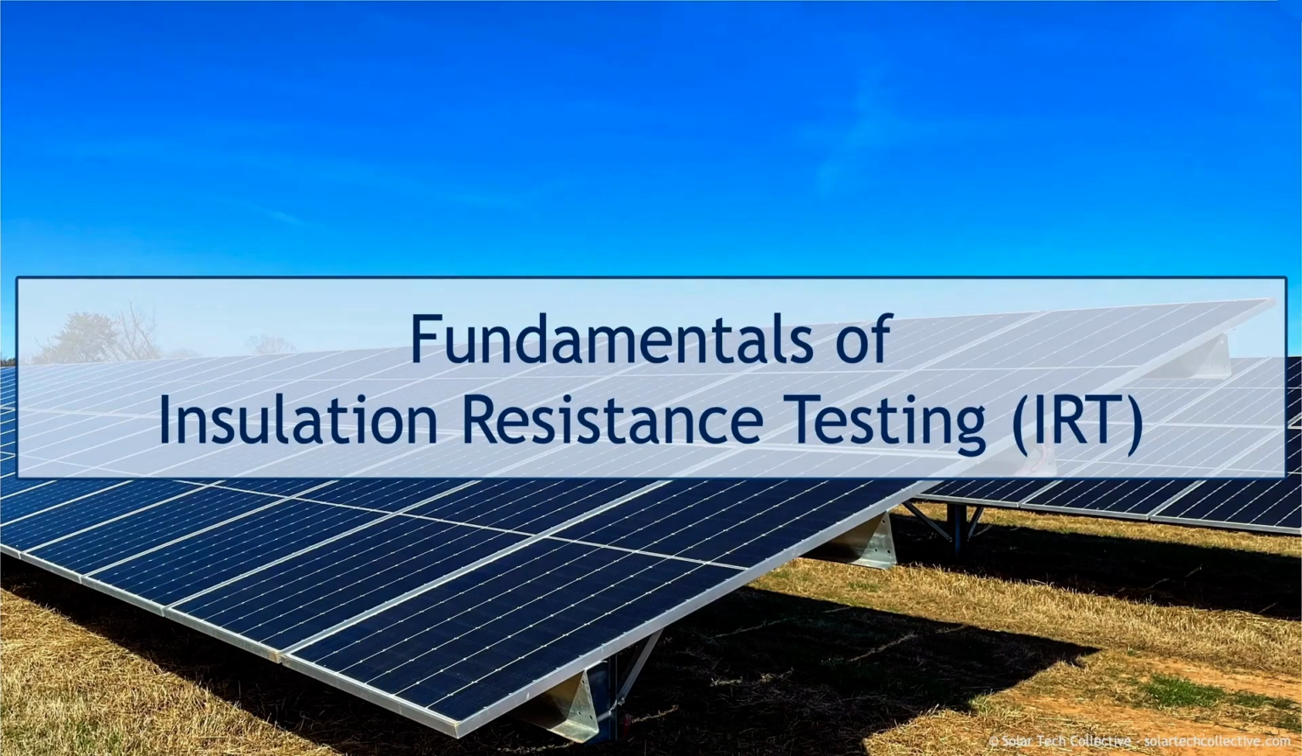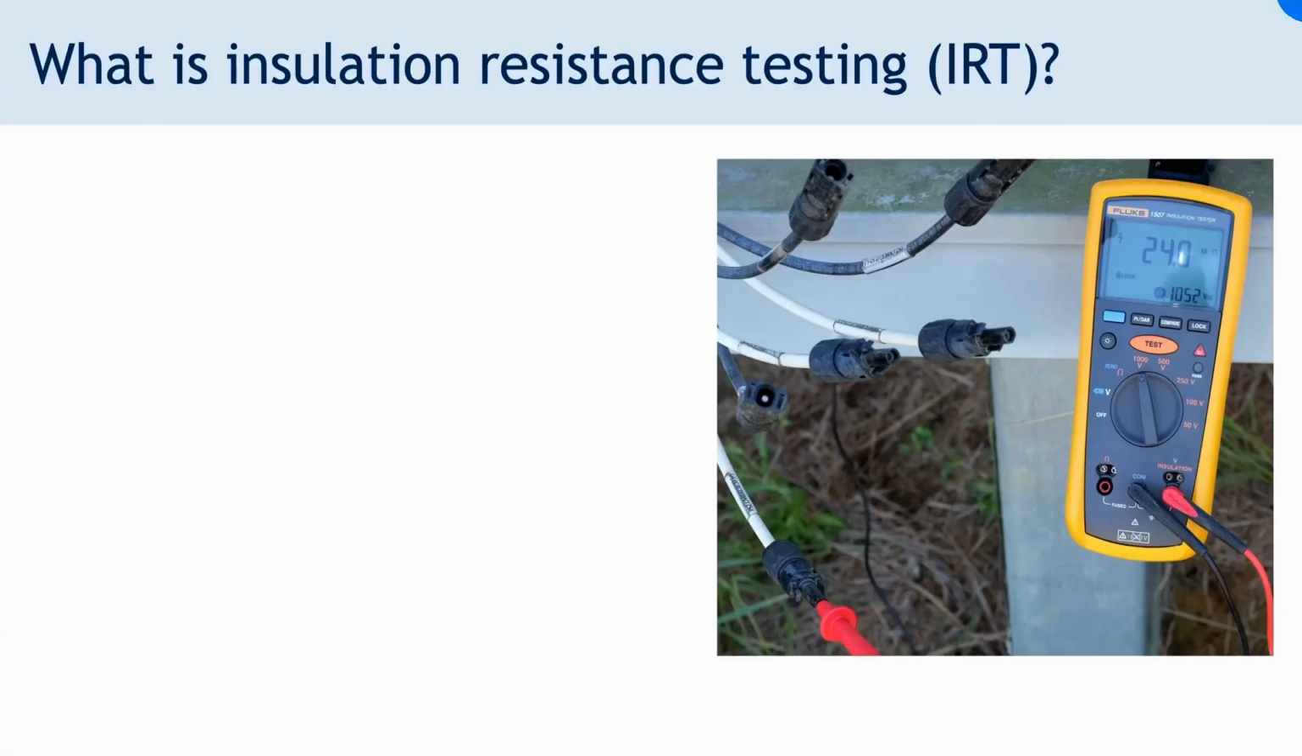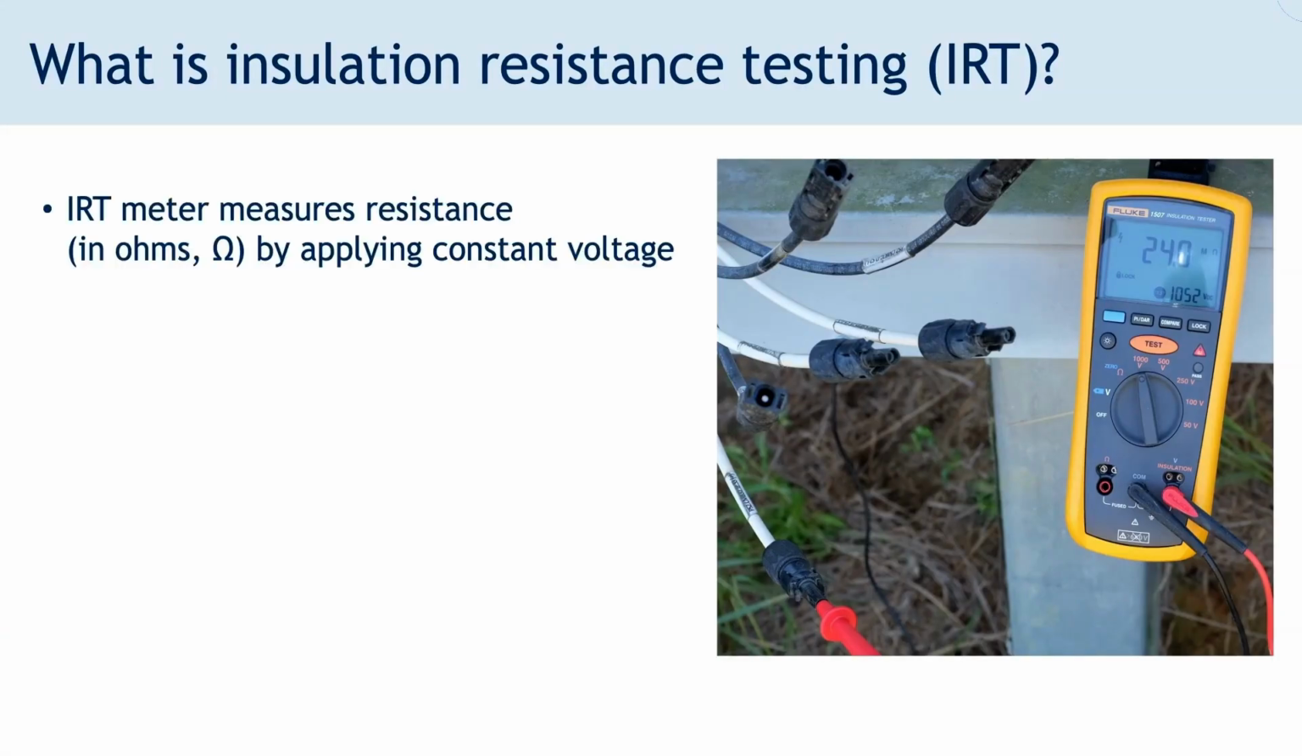Sometimes it'll mean IRT, insulation resistance testing. Other times I'm going to use it in regards to the meter we use to perform the test. That's right, an insulation resistance tester. So what is this all about anyway? Well, we use an IRT meter to measure resistance, that'd be measured in ohms, by applying a constant voltage to a circuit, a conductor, or a piece of equipment that's under test.